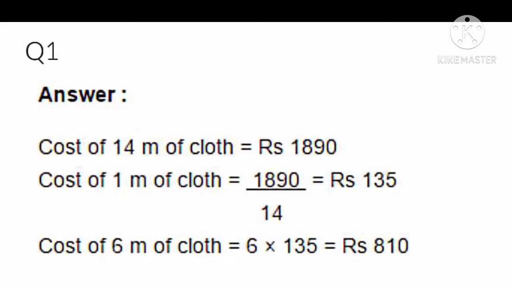Question number 1. If the cost of 14 meter of cloth is rupees 1890, find the cost of 6 meter of cloth. So cost of 14 meter of cloth is given. That's why the cost of 1 meter of cloth will be 1890 divided by 14, that is rupees 135. And cost of 6 meter of cloth will be 6 into 135, that is rupees 810.